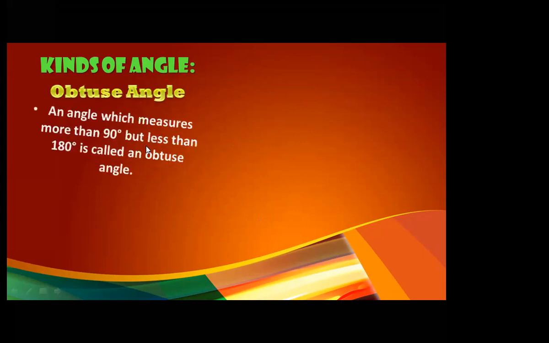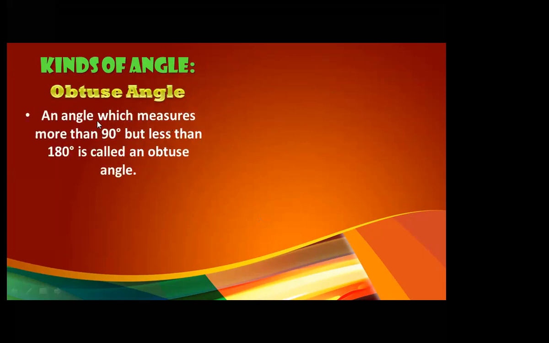Other kinds of angles are the obtuse angle. What is an obtuse angle? An angle which measures more than 90 degrees. Any angle whose measurement is more than 90 degrees but less than 180 degrees is called an obtuse angle. Now what does it mean? Look here, this is an obtuse angle, and the measurement of this angle is 120 degrees.